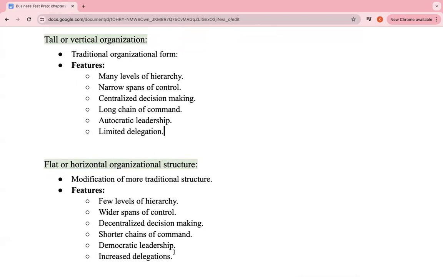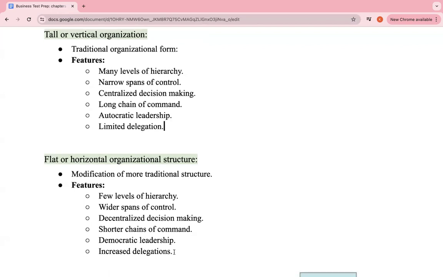Whereas flat or horizontal organizational structures are quite the opposite. They have few levels of organization, which is why they are flat or horizontal. So this explains their shape. They have wider spans of control. They have decentralized decision making, which is when the decision is made outside the central office and it's implemented inside the central office. Shorter chains of command, so it does not have to go through as many individuals or employees. Democratic leadership, increased delegation. So more space for the employees, more space for creativity.